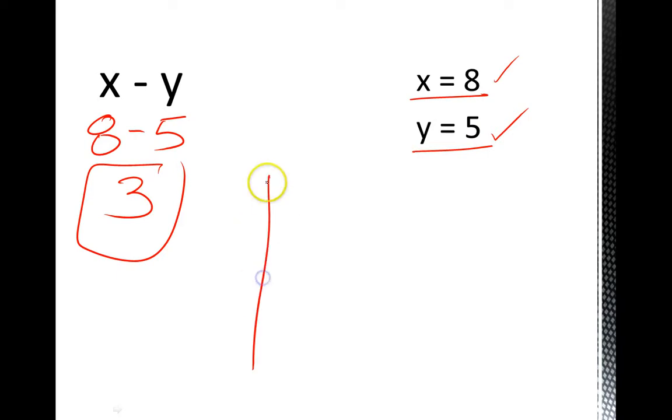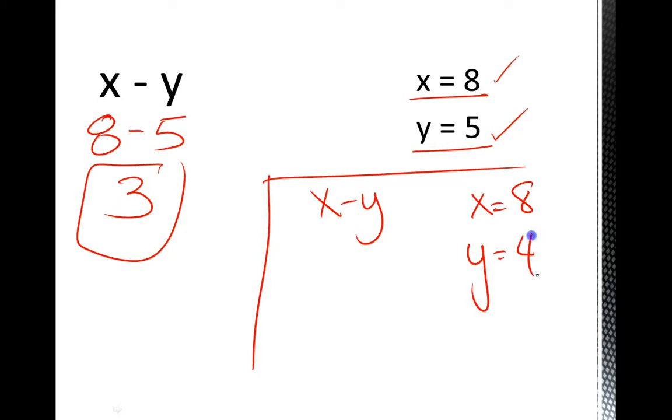Let's say we changed it and we had x minus y, but x is equal to 8 and y is equal to 4. What do you think is going to happen? Well, x is equal to 8 minus y, which is now equal to 4. 8 minus 4 is 4, and that would be the answer when y equals 4. So you can see when the variable values change, the answer changes as well.